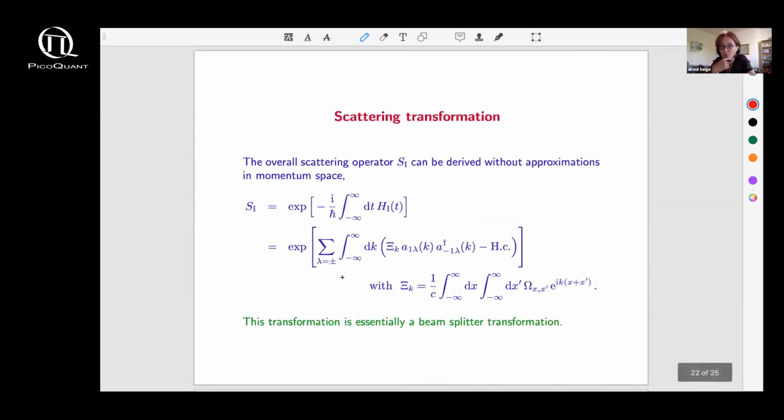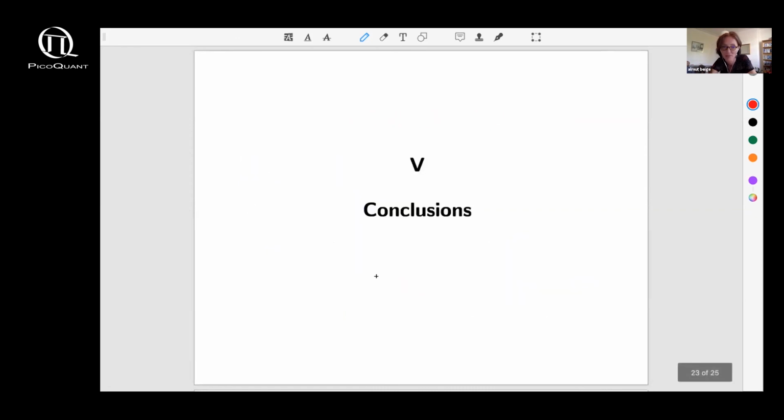Just because it's easy to calculate, we can also use our Hamiltonian to calculate the overall transformations for mirrors. Independent of whatever mirror potential you write down, you can always calculate the scattering Hamiltonian. I'm not sure how much time I have left. Yeah, time is more or less over right now, so maybe you can come to an end, please. Yeah, I come to an end. So we can always calculate the scattering operator, and we always get the normal beam splitter transformation.